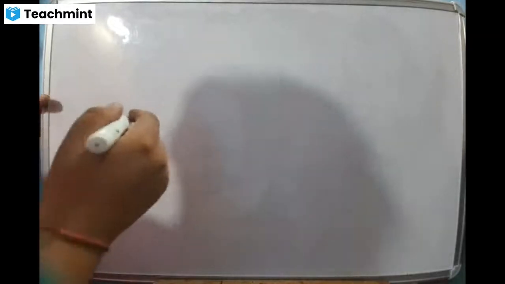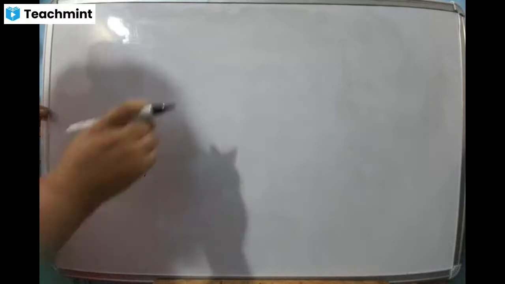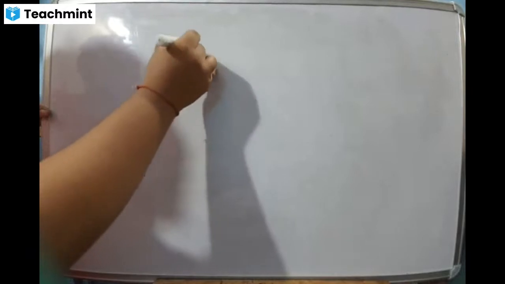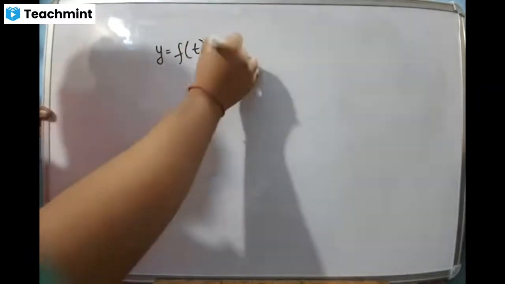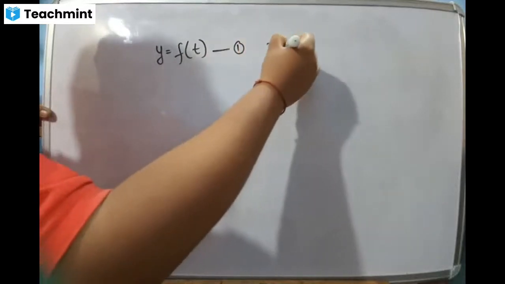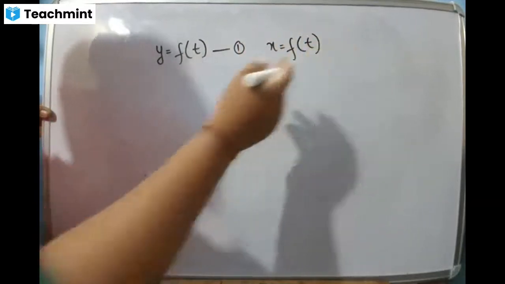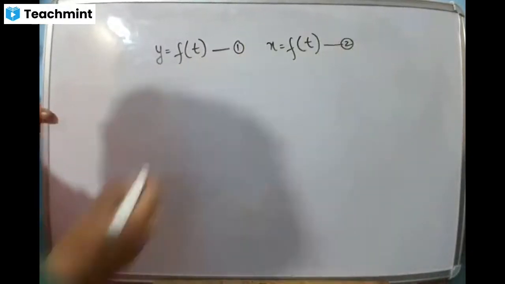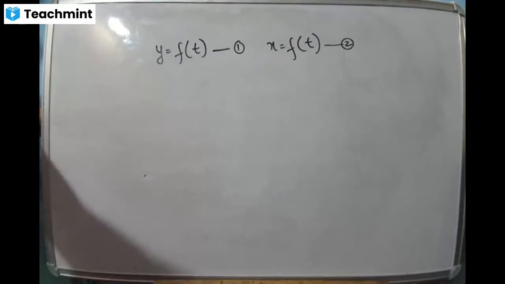So today we are going to start off with the parametric equation. It is also a part of derivative only. Everyone look at the board. A parametric equation is basically two equations. Suppose there is an equation y expressed in terms of a variable t, equation number one, and there is another equation x which is also expressed in terms of t. These two equations together form what we call a parametric equation.